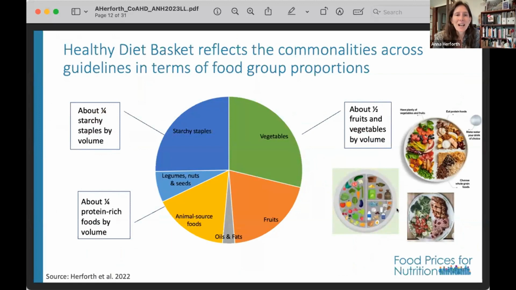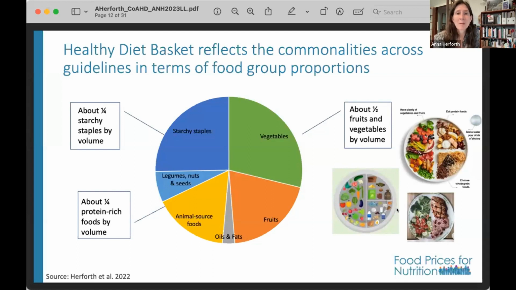And what it looks like here should be quite familiar to you, because this kind of proportionality, if you've paid attention to dietary guidelines at all, and maybe you haven't, but I'd be interested if after this you see them around more often, if your country has them, does emerge as something that's very frequently seen: about half the plate is recommended in fruits and vegetables, about a quarter by volume in starchy staples, and about a quarter by volume in protein-rich foods, which include both plant source and animal source protein-rich foods, and a small proportion by volume in oils and fats.